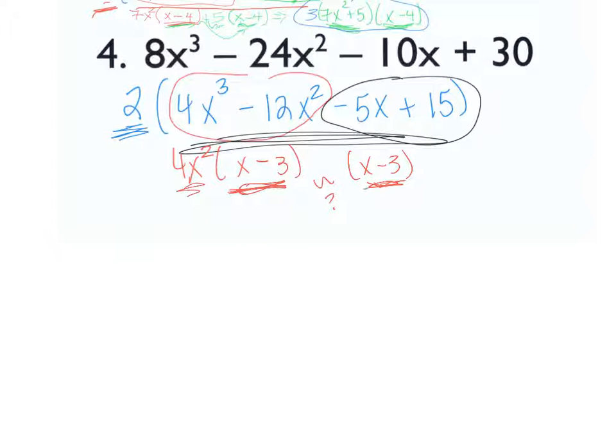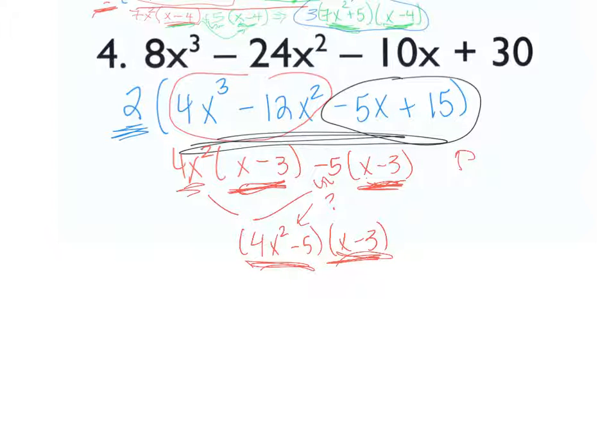I copy and paste that over here, and then I look at the black bubble and say, okay, what times x is negative 5x? What times negative 3 is 15? And I decide it's negative 5, so that goes in front of the parentheses. Then the terms in front go in one set of parentheses, term repeated goes in the other, and again, I can't factor 4x squared minus 5 because square root of 5 is a decimal, so can't go any further.